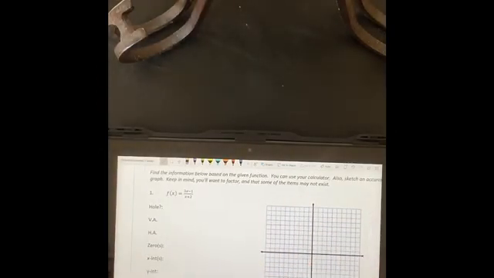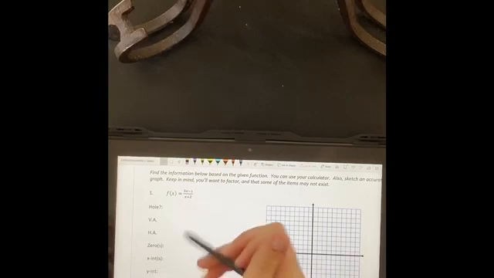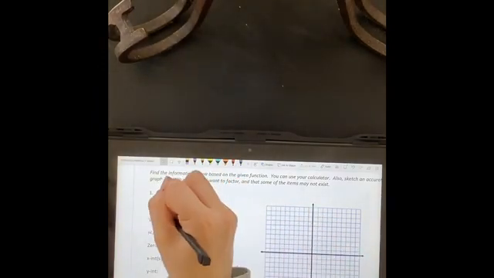First, holes. There is no hole, because when you have a hole, that means there's the same expression on the top and the bottom, in which case you would cross it out. Because these are totally different, where there's no holes, we're just going to put none.